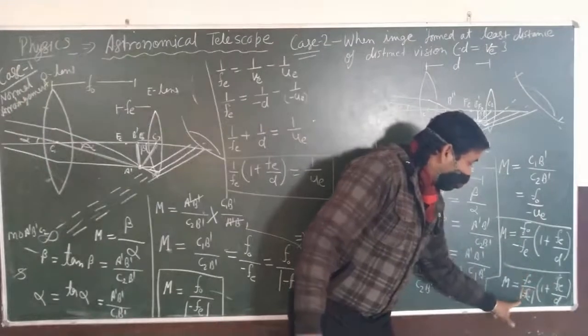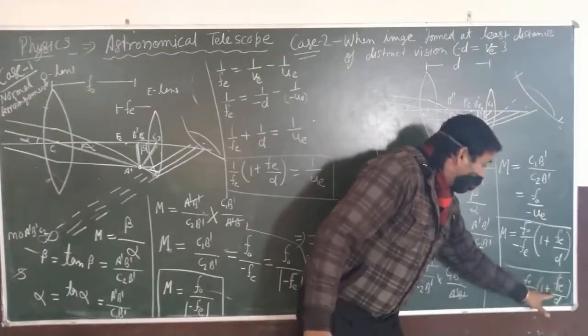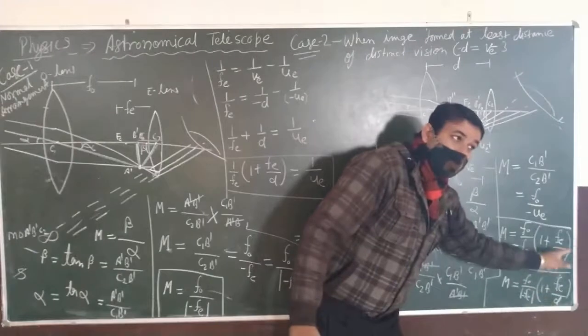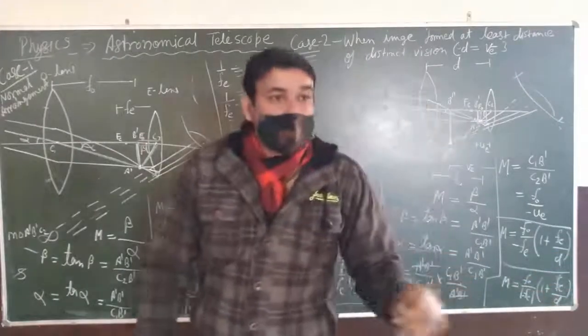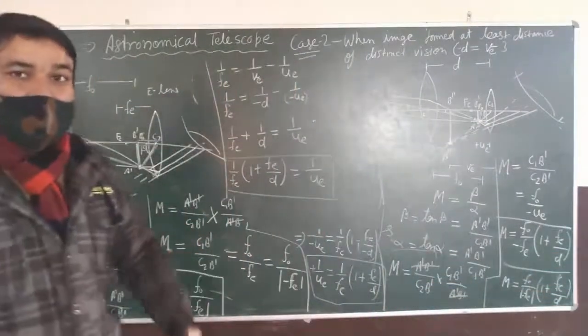Okay, the result is similar to the compound microscope, but if you remember, in the compound microscope the same formula has D as the numerator and FE as the denominator. There is a difference between them.